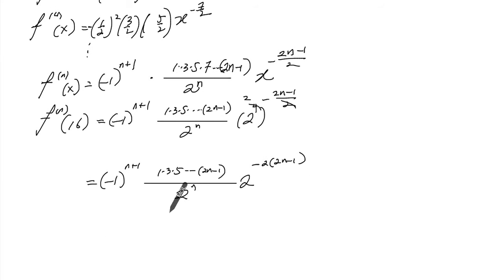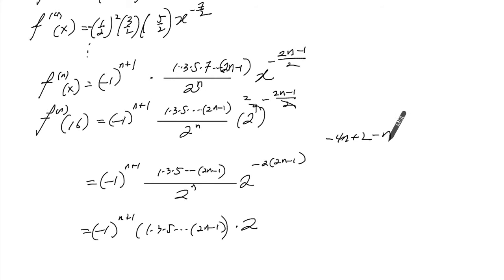And these two are on a common base. So we have 1 times 3 times 5 times 2n minus 1. You have minus 4n plus 2 and another minus n from the bottom here. So you have minus 5n plus 2. So this is your, right, f, the nth derivative formula.